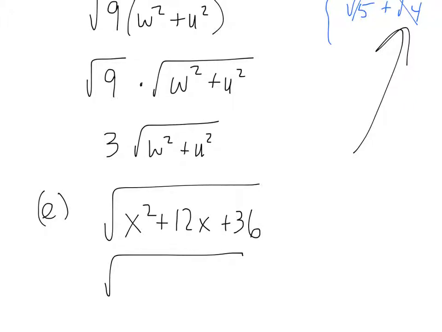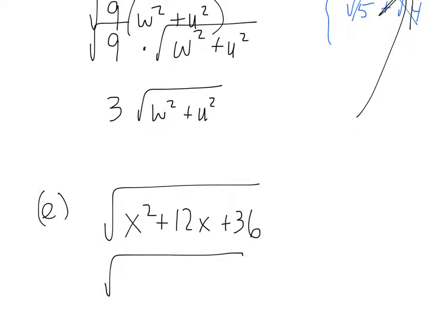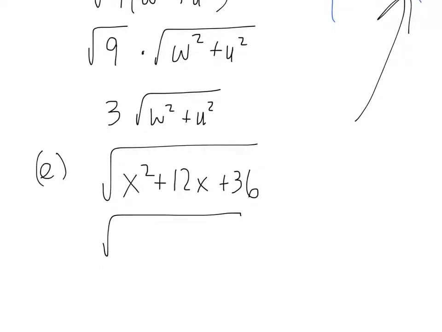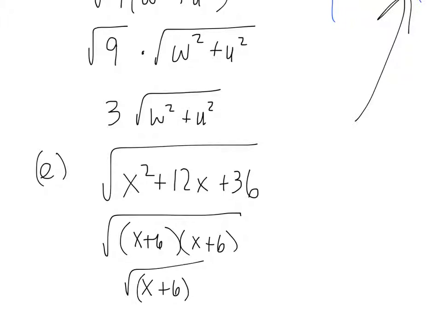Yeah, this is really quantity x plus 6 squared. And let's show that. I can think of this as x plus 6, x plus 6. It works out. So this is really radical x plus 6 squared. Okay? Simplify it. Leave your x plus 6 as your final answer here.